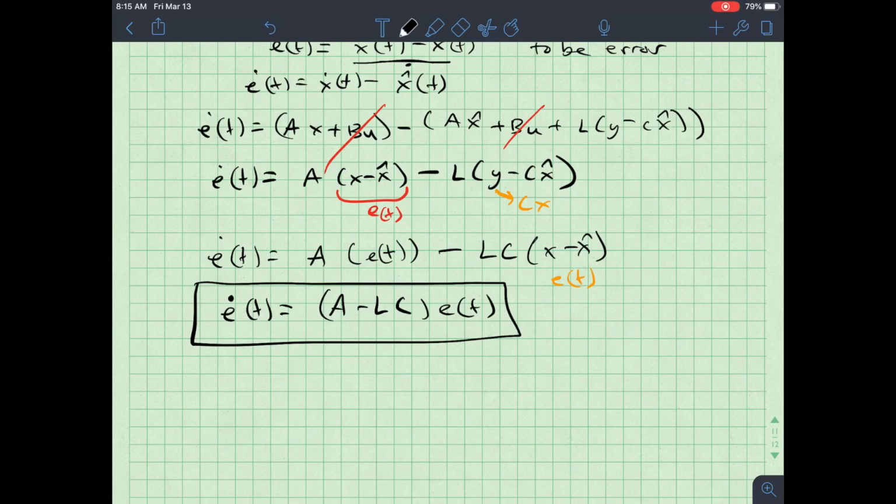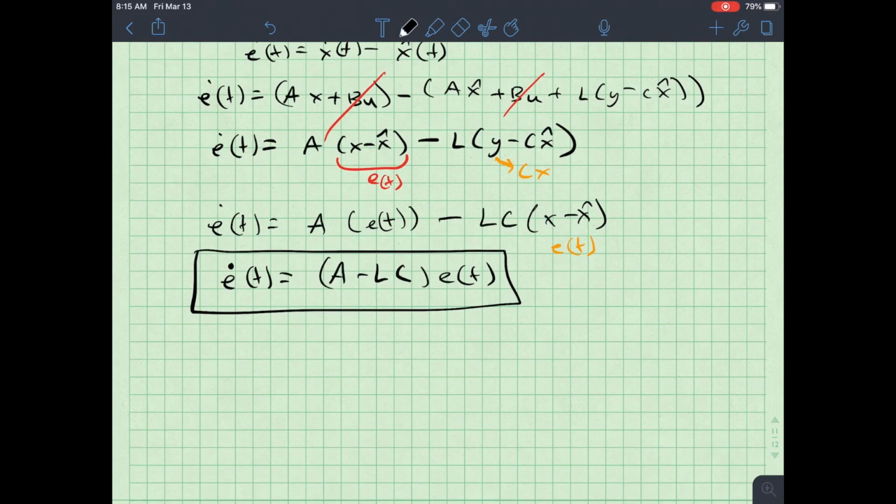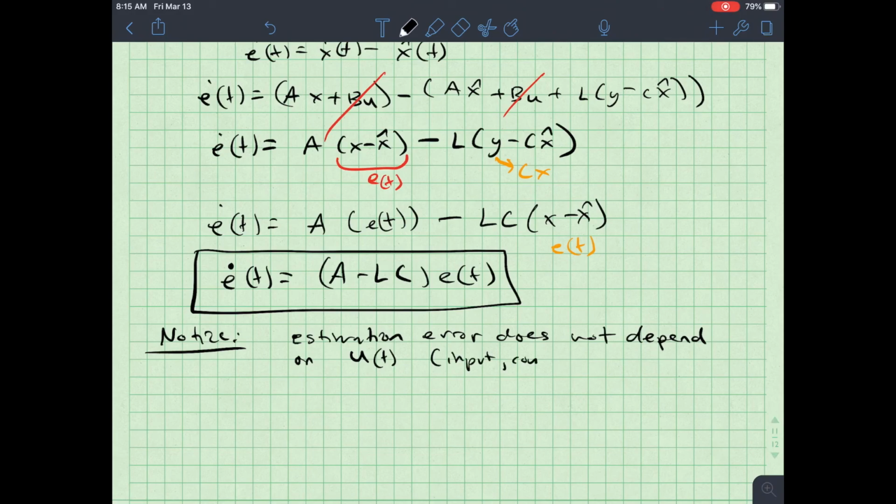All right, so what are some things I should notice about this? The first thing I want to notice, which plants the seed for a future lecture, is that the estimation error does not depend on the input or control. It does not depend on U, which is the input or control. The reason that that's great is that it may mean that the dynamics of the controller do not impact the dynamics of the observer.